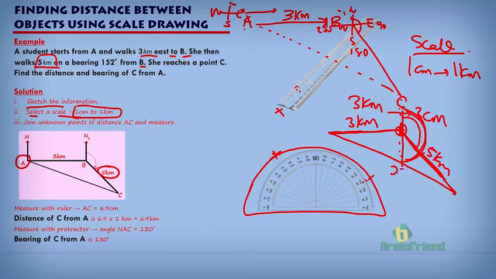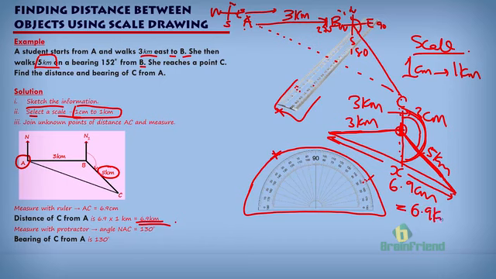Now, next step, just use your ruler. No need to calculate anything since we're using scale drawings. Use your ruler and measure. What you have is what? 6.9 centimeters, actually. What you have is 6.9 centimeters with your ruler. But since we're using a scale of 1 centimeter to 1 kilometer, that also means what we have is 6.9 kilometers. All right, so the distance from C to A is 6.9 kilometers.